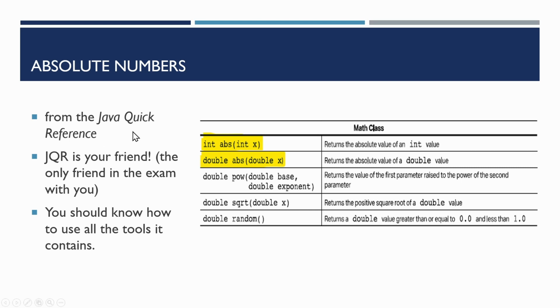Absolute is from the Java Quick Reference. That'll be with you in the exam, the only friend you can take. You should know how to use it. By this stage, you should know all of the methods there. That's basically your toolkit. So you should be able to get out the appropriate tool to solve the problem. And sometimes knowing which tool to use is part of finding the answer.